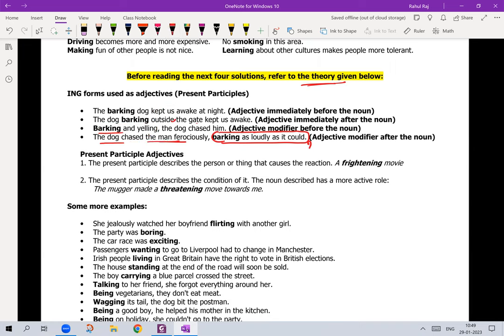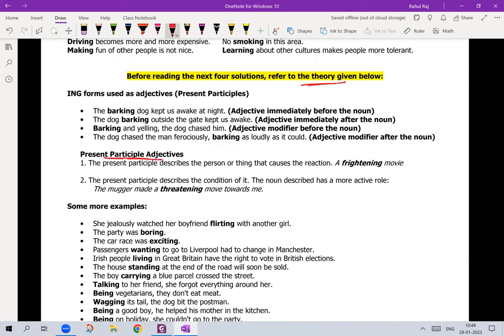This is absolutely okay. And what I have told you is that 90% of the time, ING form after a comma goes back to the entire clause. But can you tell me the entire clause is barking over here? No, it is only the dog which is barking. There is no point that the entire clause would be barking. Agreed? Now they are trying to define the present participle adjective.